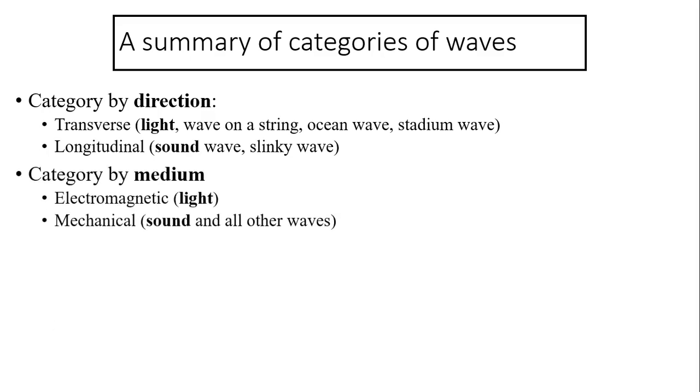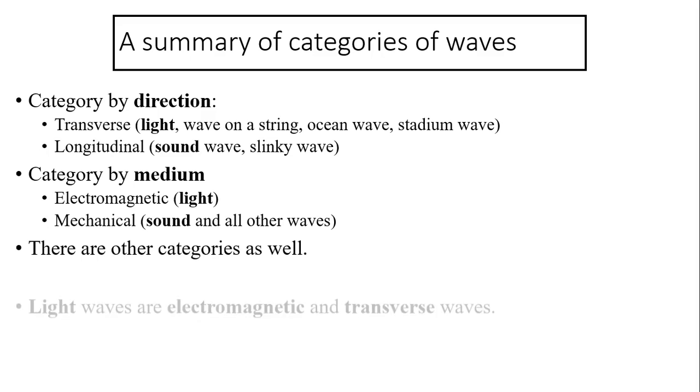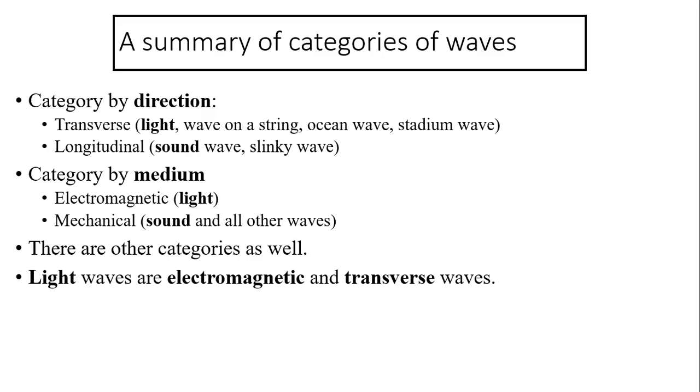And we can also categorize waves by medium. If energy can be transmitted in vacuum, that's called an electromagnetic wave. If energy cannot be transmitted through vacuum, it's called a mechanical wave. So there are other categories as well, but these two categories you definitely need to know.